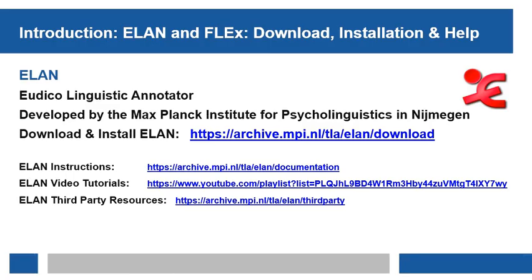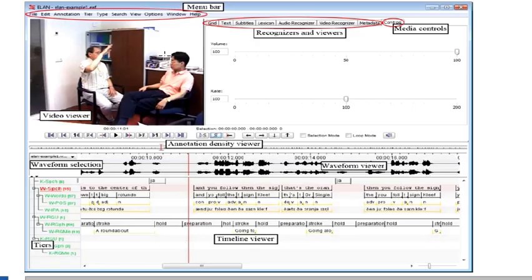ELAN is basically a tool used for the transcription of audio or video material. So this is basically how an ELAN file looks. Down here, you would have your transcriptions. In the middle, you can see your audio file. And on the top left, if you have one, you can see your video.